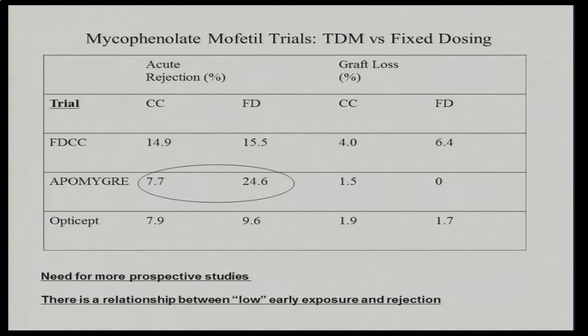There are 3 studies, and one of them has shown that with fixed dosing as opposed to concentration-controlled or therapeutic drug monitoring, you can, if you target, reduce your rejection rates. 2 other studies, although I won't go into the details, flawed in some areas, have not shown a benefit. However, I think at the moment the jury is still out. We do need more prospective studies.